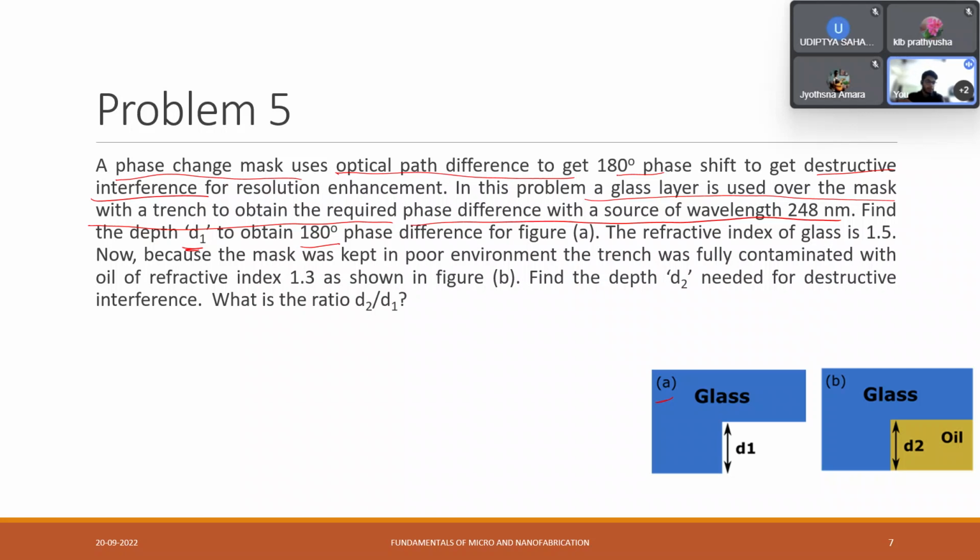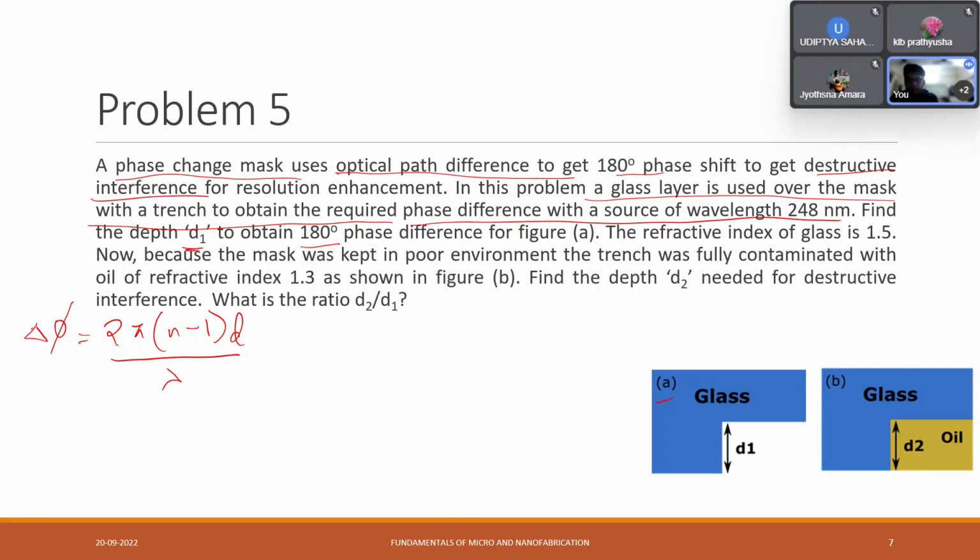Let's go to the solution then. I hope you all are done. Okay, so the phase difference is delta phi equal to 2 pi by lambda times (n minus 1) d. So d is the path difference, essentially the physical path that is there.